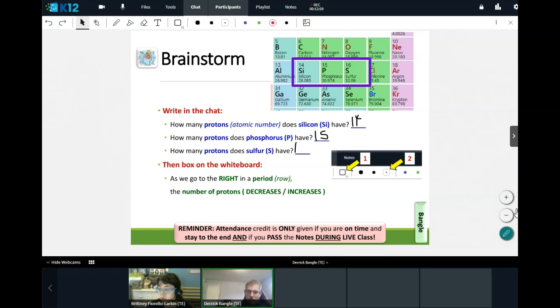All right, so let's take a look at the last question at the bottom, turning on our whiteboard tools, making sure that we put a box around either decreases or increases. What would you say the trend would be as we go from right to left on the periodic table? Does the atomic number or the protons increase or decrease?